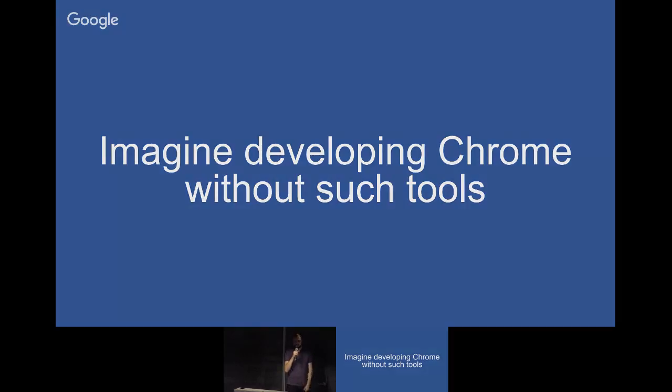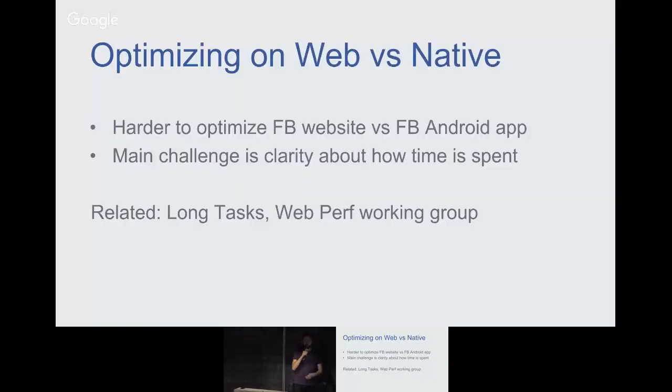So that's a little bit of where we find ourselves with developing our web app. Our web app has become quite large, maybe notoriously large. Anecdotally, one thing we know is that optimizing Facebook web is harder than optimizing the Facebook Android app. And I think the key issue is that we have a strong lack of knowledge about exactly how time is being spent on end user devices.